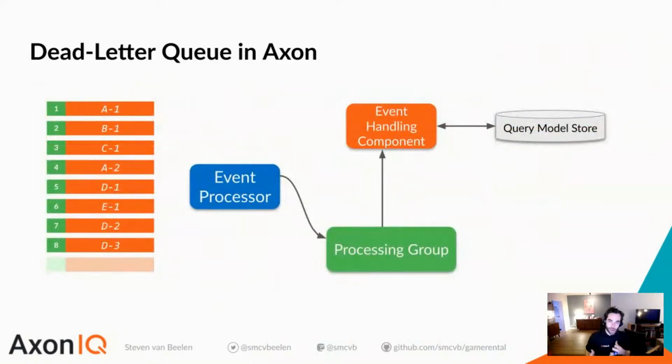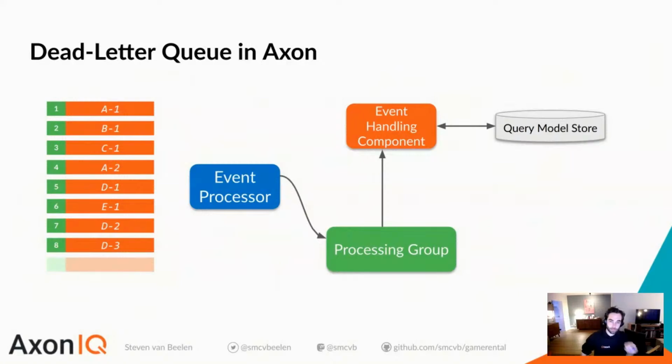So here I have a different diagram for when we're using a dead letter queue in an Axon-based application. On the left, we have a very simplified notation of what an event store might be. We have some events in it that are ordered based on their numbers, and they belong to several groups, essentially. We have some events belonging to A, which are ordered, and then C, D, and E, all different sequences, so to speak.